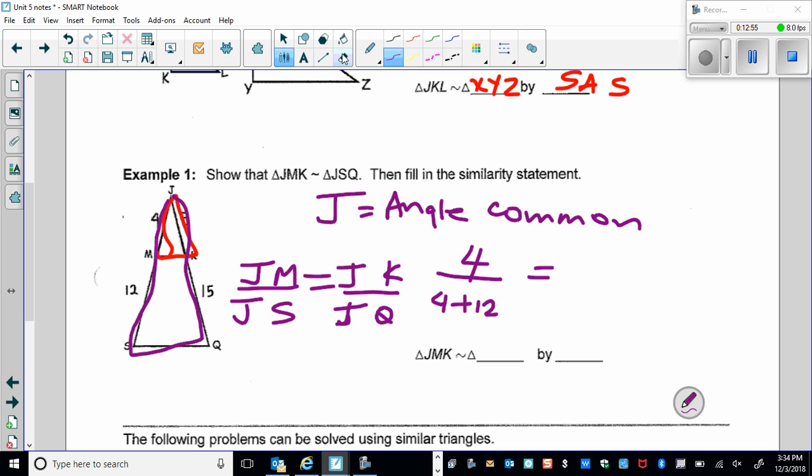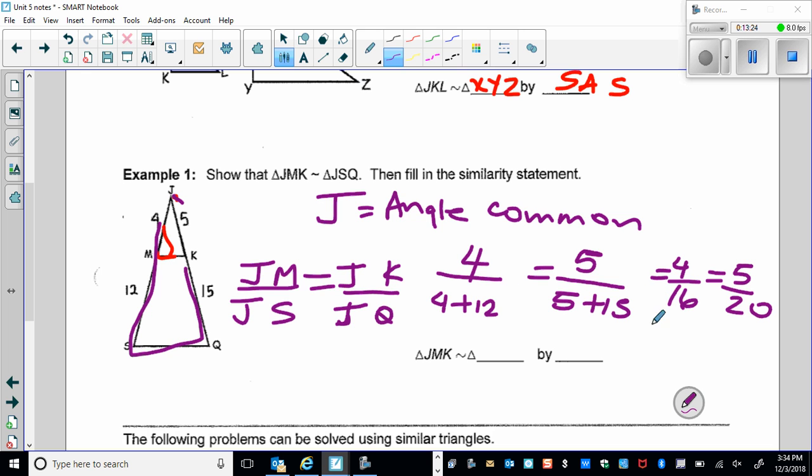What is JK? I can't see. I guess this is the eraser. What is it? 5, right? Sorry about that. So 5 over 5 plus 15 is the whole thing. So which gives you 4 over 16, right, equals 5 over 20. So when we simplify it, 4 over 16 is what? 1/4, right? 5 over 20 is also 1/4.